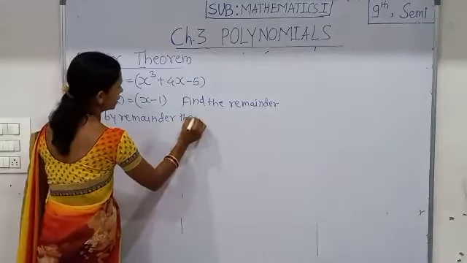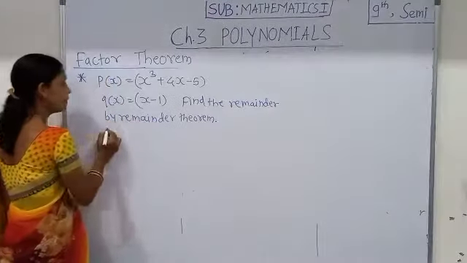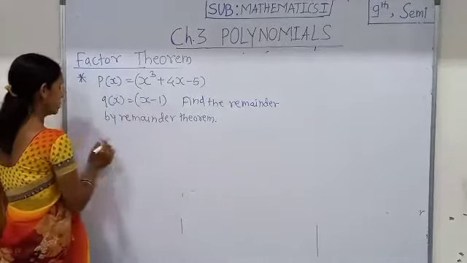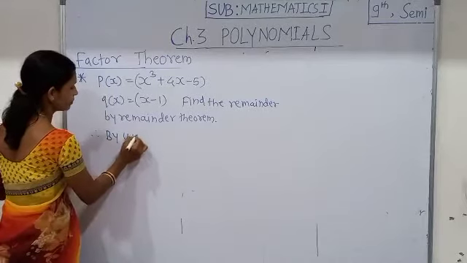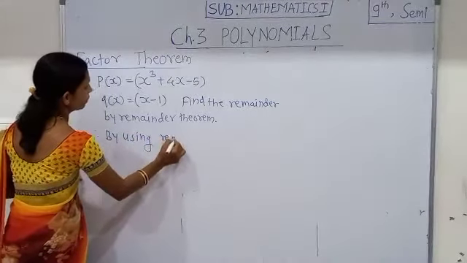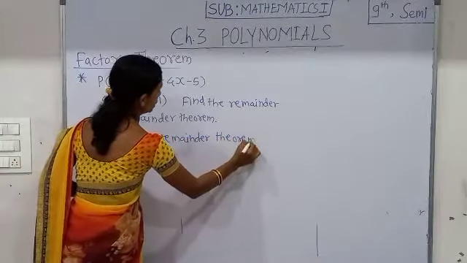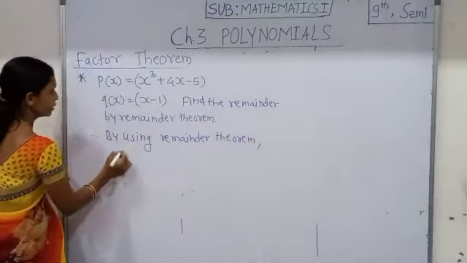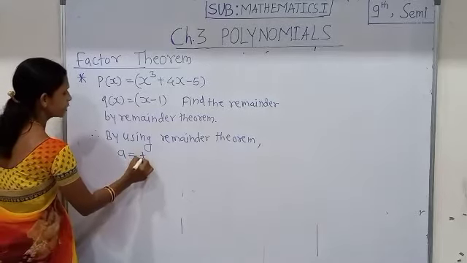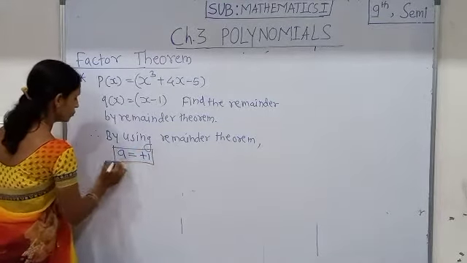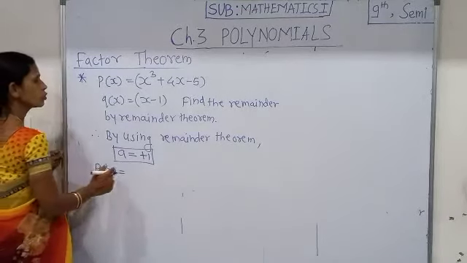Remainder theorem. Here p(x) is divided by q(x), that is x minus 1. Therefore, by using the remainder theorem, the value of a is the opposite of minus 1, that is plus 1. Therefore, the value of p(x) for a is equal to plus 1.